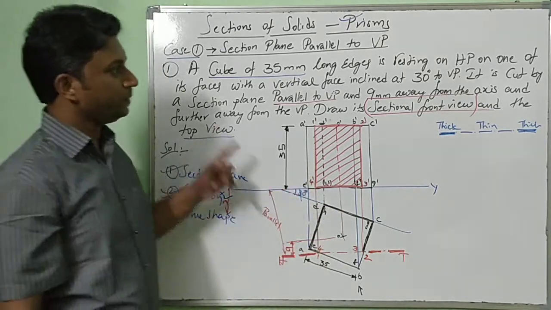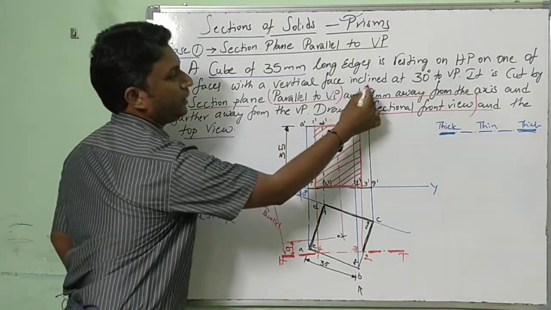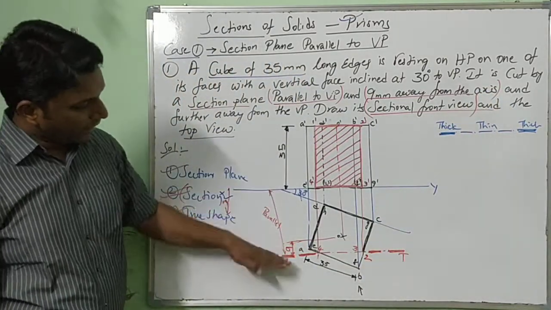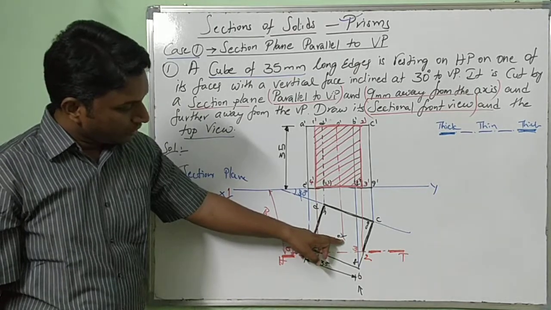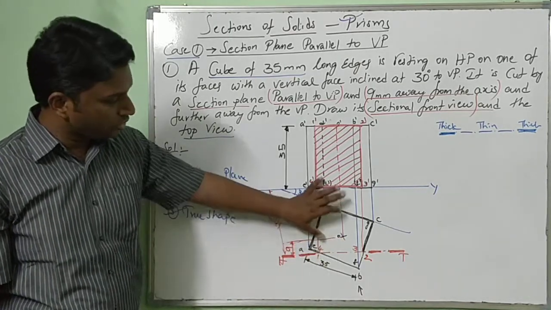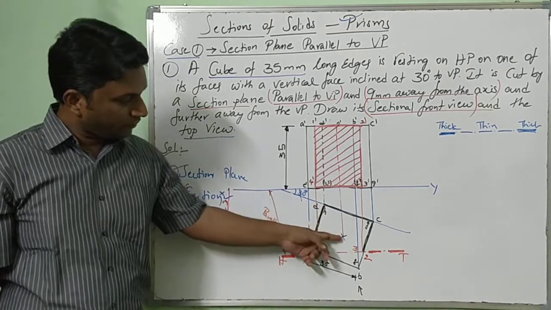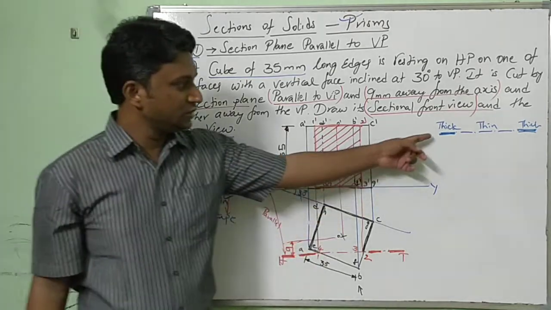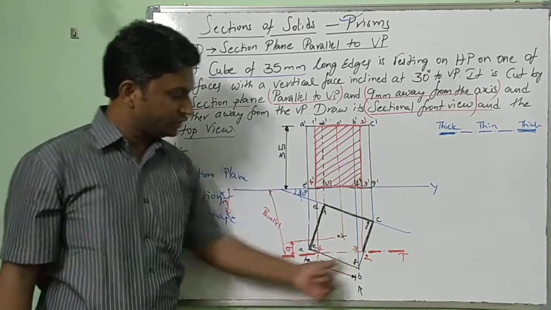Right after that, here it is cut by a section plane parallel to VP, 9 mm away from the axis. Parallel to VP. So at what distance? This axis location, you don't know that length. That depends upon your drawing. From that point, 9 mm away you have to draw a line, which is the sectional line like this. Outside thick, HT trace.